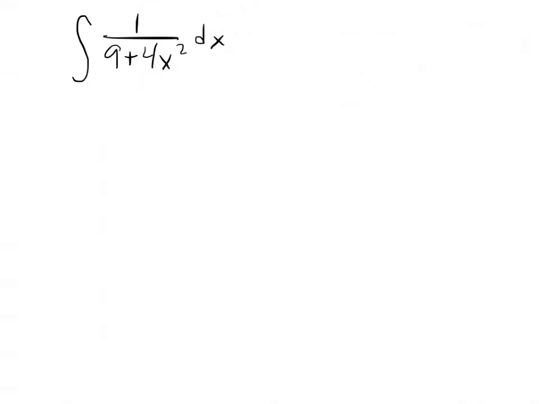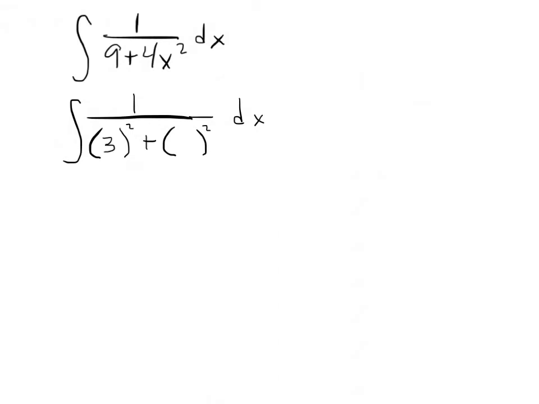This should look like arctangent, right? Because it looks like there's a constant squared and there's a variable squared going on. There's a 4 there, so we'll have to deal with that, but the idea is that's a variable squared. So I'm going to start by rewriting this, and I want to really write it in the form 1 over something squared plus something else squared dx. So the 9 I could write as 3 squared. The 4x squared I could write as 2x squared.